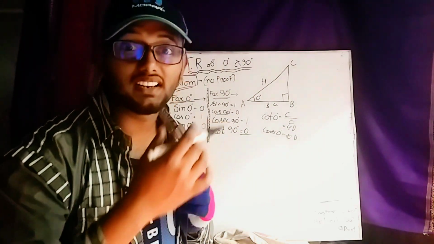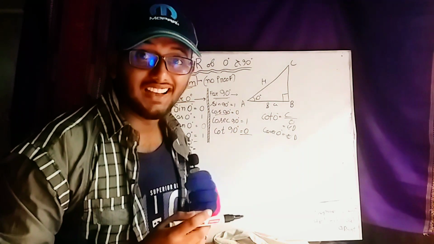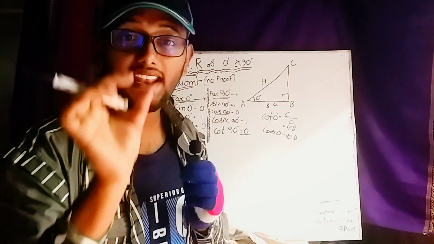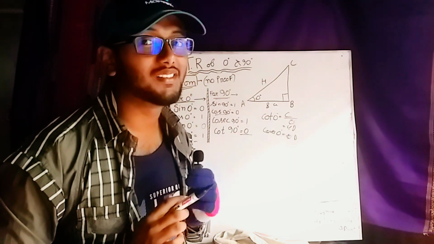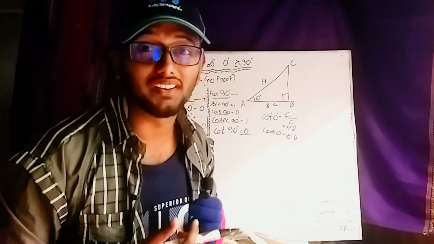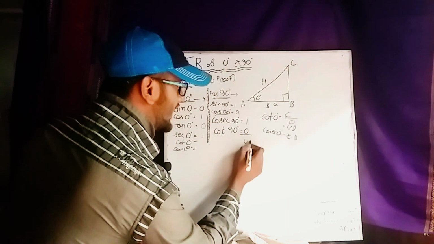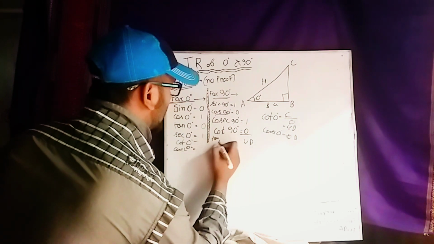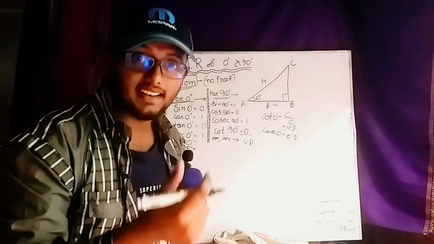Now you might be thinking, what are the other two? There are 6 trigonometric ratios and I have written here only 4. The other two are undefined because in the other two the denominator will be 0, and anything divided by 0 is undefined. This was said by one of the most famous Indian mathematicians, Srinivasa Ramanujan. What are the other two? Tan and sec. So tan 90 degree and sec 90 degree are undefined.